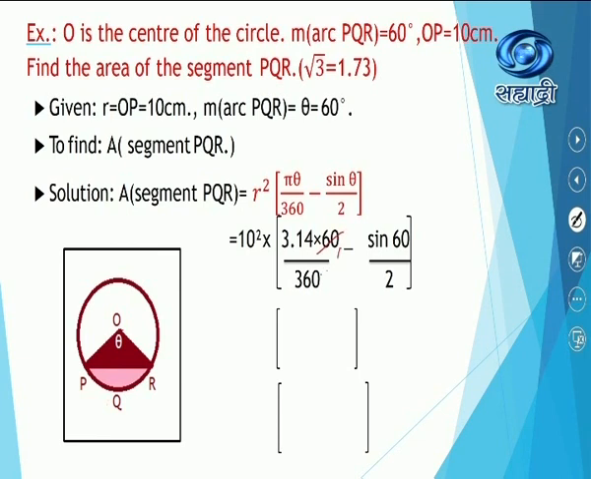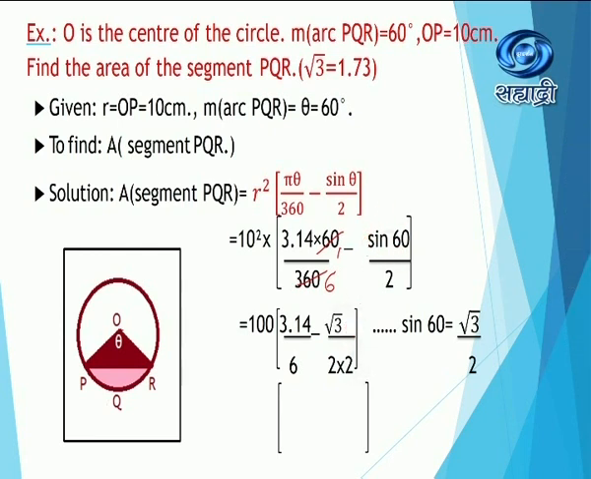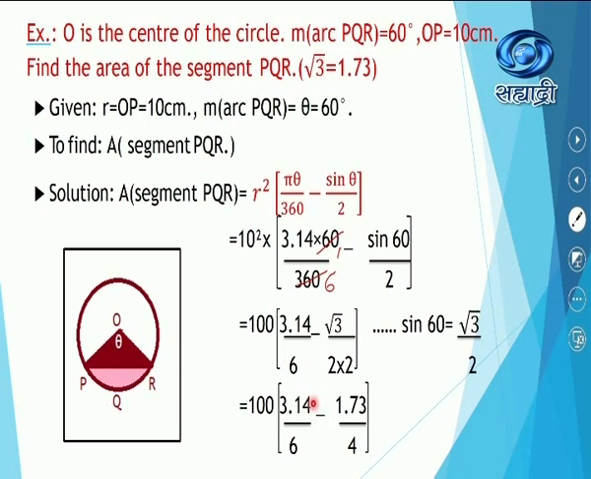So here 6 sixes are 360. So what will be the next step? Correct. 10 square is 100. 3.14 upon 6 minus, substitute the value for sine theta, which is root 3 upon 2. So root 3 upon 2 and the 2 as it is. Therefore, you're going to get 100 into the bracket 3.14 upon 6 minus, what is the value of root 3? 1.73, which is given to us, and 2 into 2 is 4.